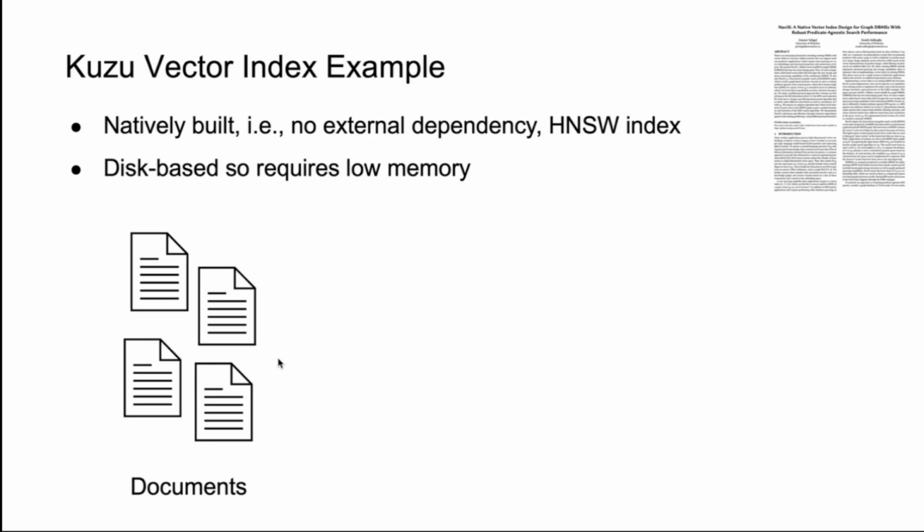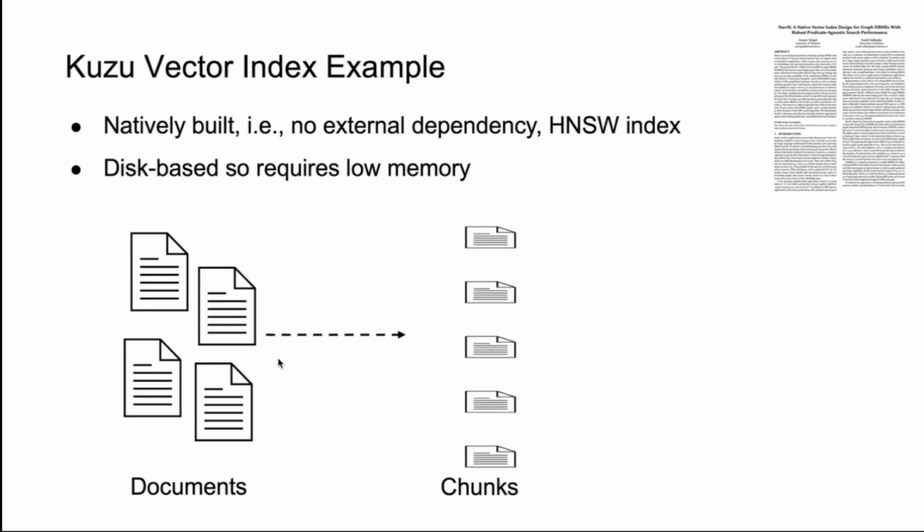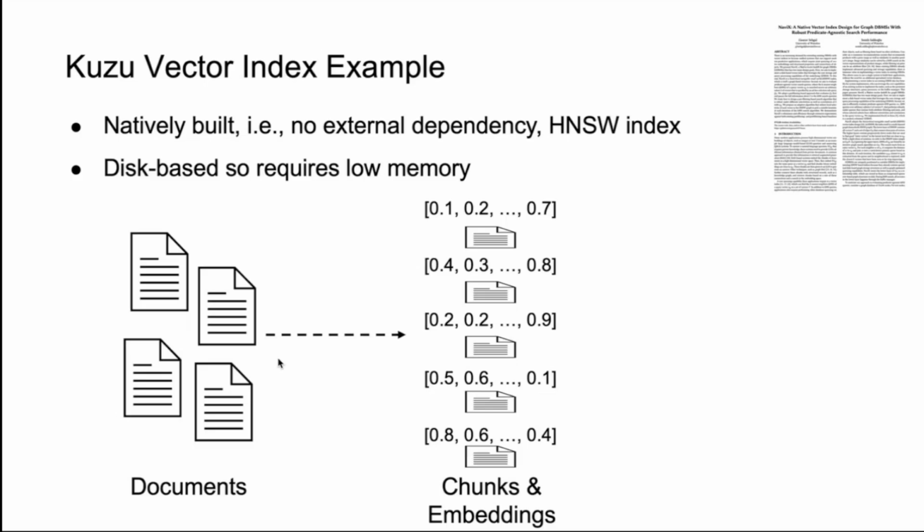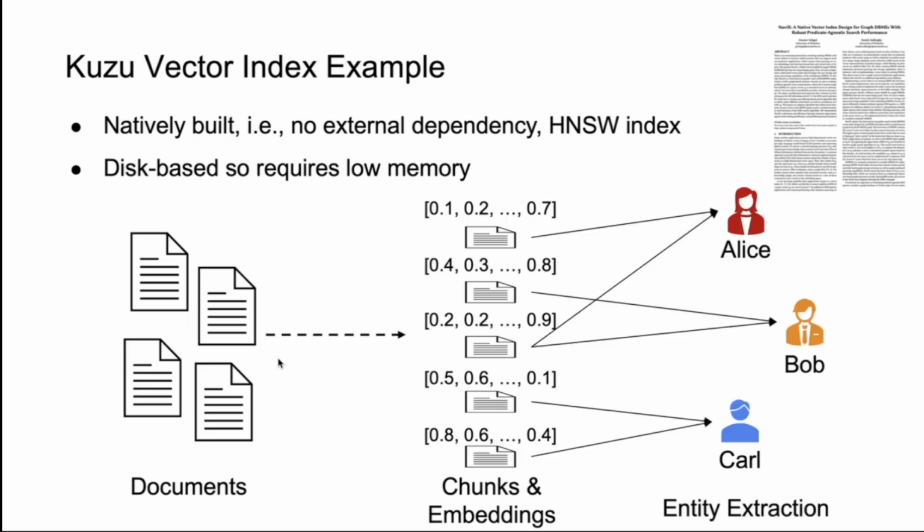To explain some of the unique capabilities, let me demonstrate a running example. Suppose you have a set of documents, and you have chunked these documents, as a lot of LLM-based agentic applications do, and maybe you embedded those chunks into vectors, and maybe you also extracted some entities out of these documents. So maybe this person Alice is mentioned in these chunks, and these two chunks mention Bob, and so on. So you've done some entity extraction.